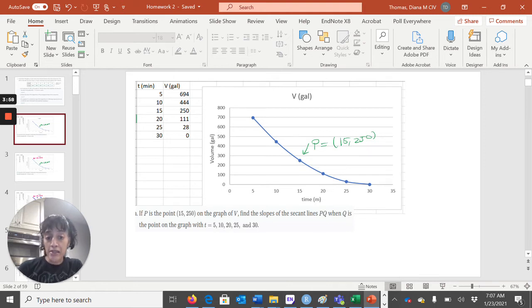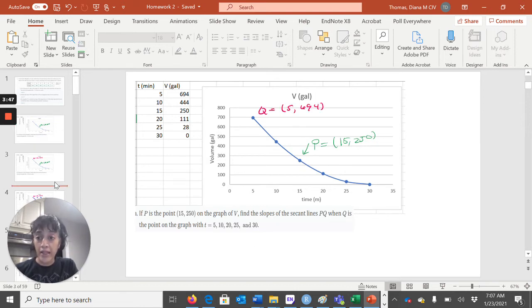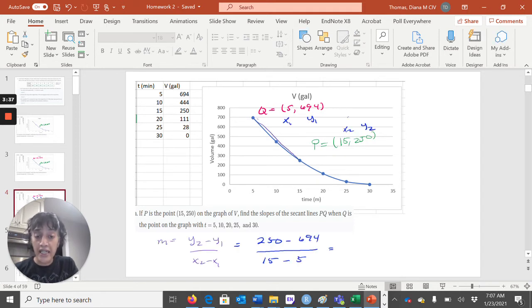Now they want the slope of secant lines when Q is the point on the graph with all these other values of T. So let's do the first one slowly. The first Q that they give me is 5,694. It's this first row up here. And what they want is for me to connect those two dots. That makes a line, and they want the slope of that line.